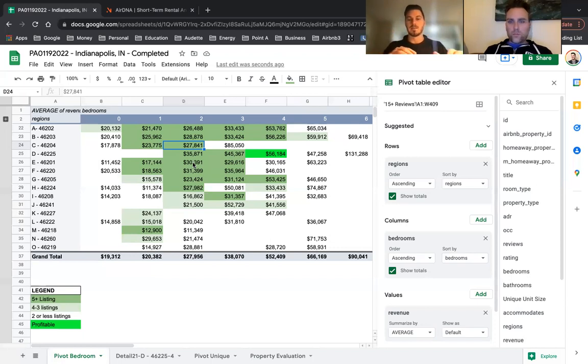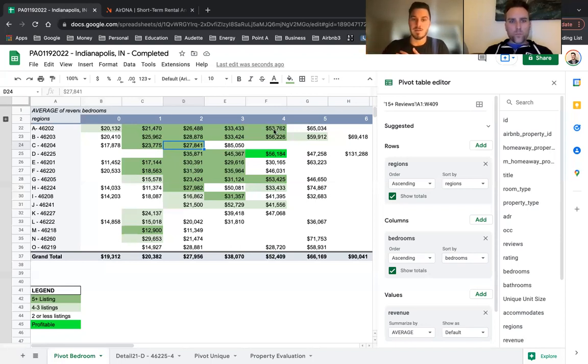But what we want to find is where's the most money being made on average, right? Because when you're doing rental arbitrage, you need to be making a certain amount of money, so you're making more. You can't make a little bit. So what we want to do is look at where the most money is being made.